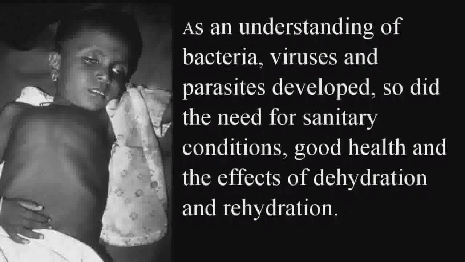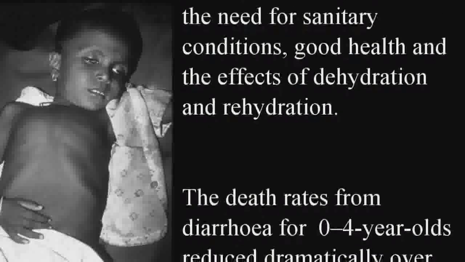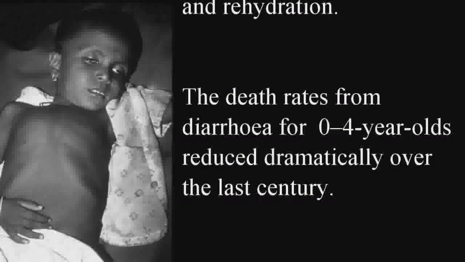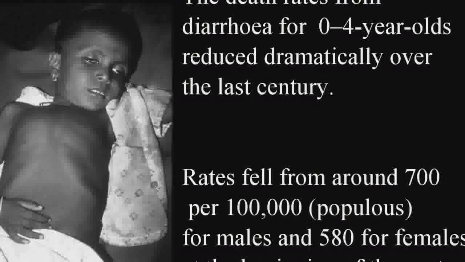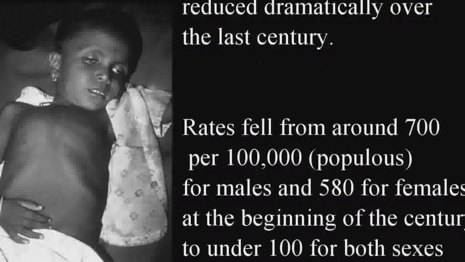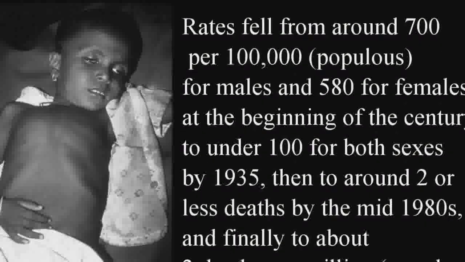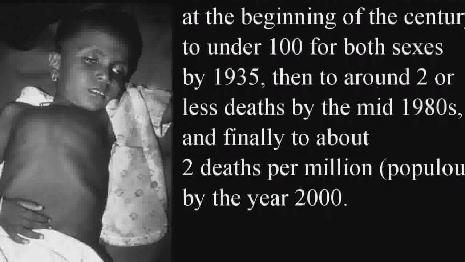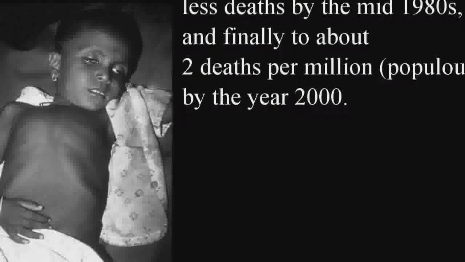The death rates for diarrhea for 0 to 4-year-olds reduced dramatically over the last century. Rates fell from around 700 per 100,000 for males and 580 for females at the beginning of the century to under 100 for both sexes by 1935, then to around 2 or less deaths per 100,000 by the mid 1980s, and finally to around 2 deaths per million by the year 2000.